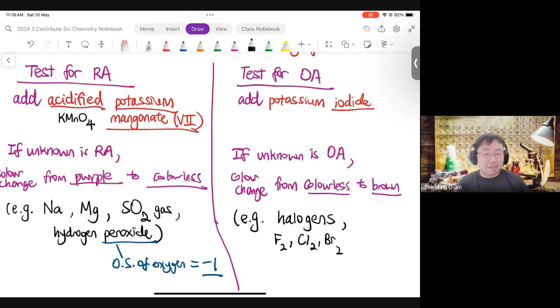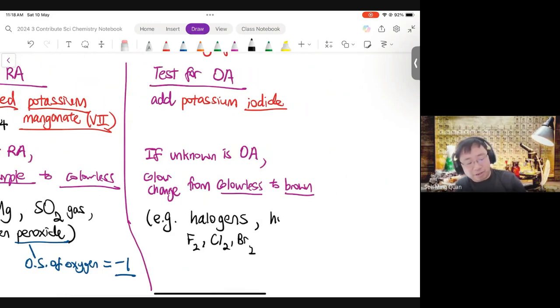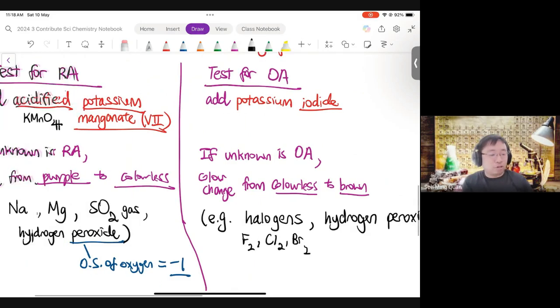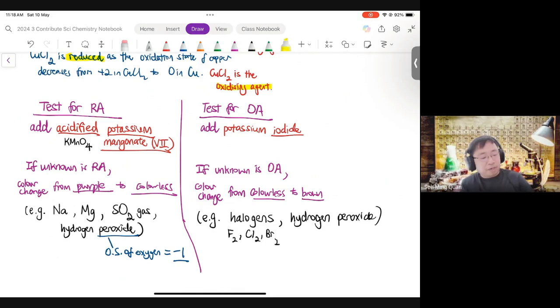This shows you that Cl2 is an oxidizing agent. Now, another common oxidizing agent is actually a familiar sounding chemical: hydrogen peroxide. Hydrogen peroxide is interesting because you notice it appeared twice. It appeared once just now as a reducing agent, and now it appears again as an oxidizing agent. Peroxides can display both reducing agent and oxidizing agent properties. It just depends on what it reacts with.